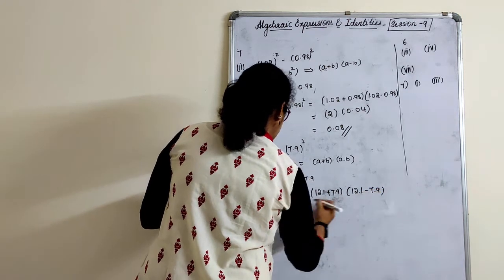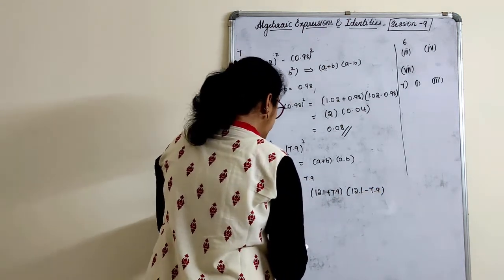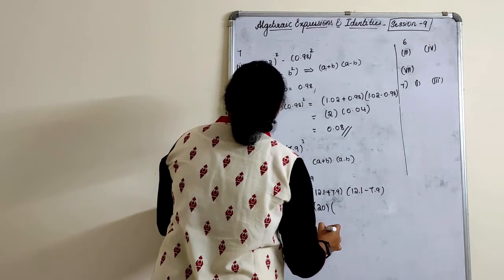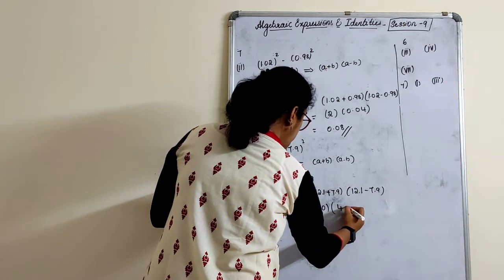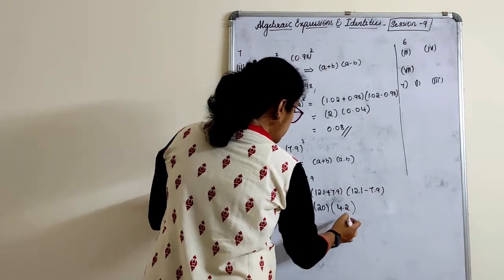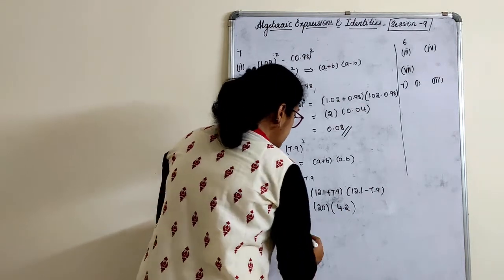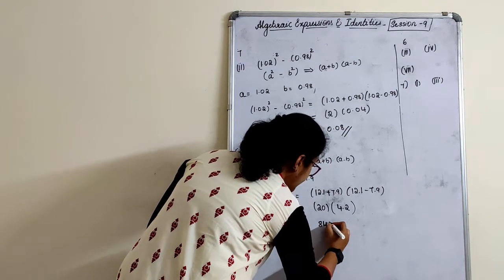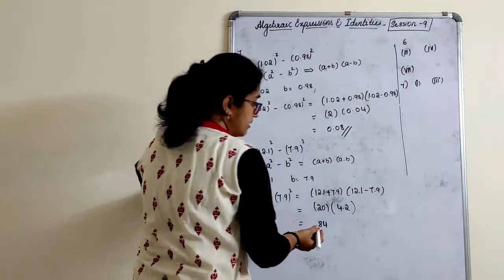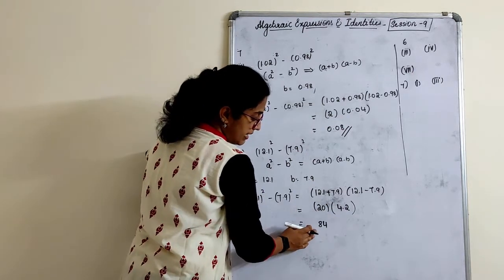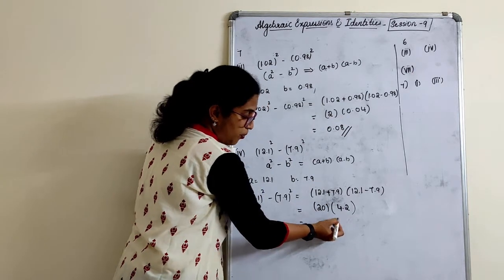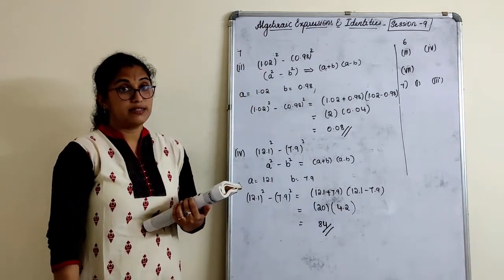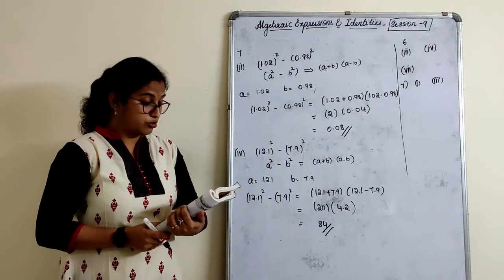12.1 minus 7.9. So 12.1 plus 7.9 is 20, and 12.1 minus 7.9 is 4.2. So 20 into 4.2 is 84.0. So we'll only consider the answer as 84. 42 twos are 84. One more 0 will come here, and the decimal point will come, so we'll only keep this as 84. So when you solve this, you get the answer as 84. Right? This is how you solve it.